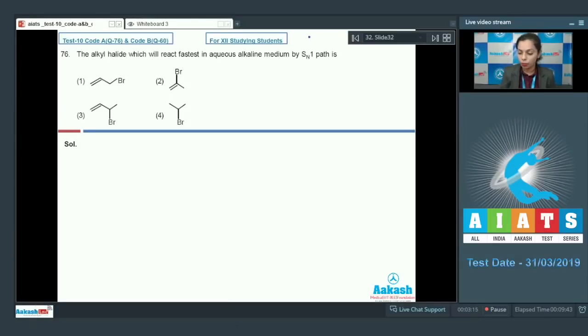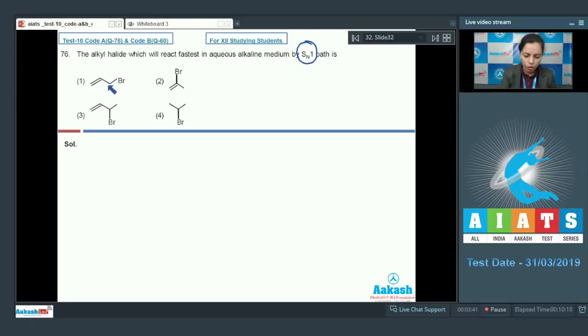After that, question number 76: we have the alkyl halide which will react fastest in the aqueous alkaline medium by SN1 pathway. What is this SN1 pathway? The pathway in which carbocation is formed. During that pathway, the slow step is the formation of carbocation. And if carbocation is a stable species, then definitely it will follow SN1 mechanism.